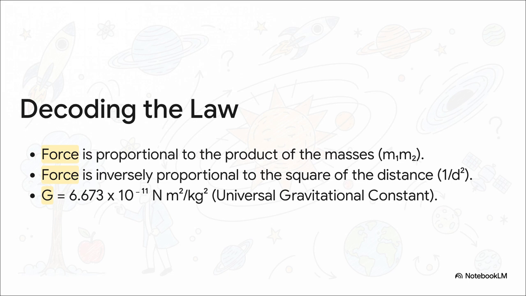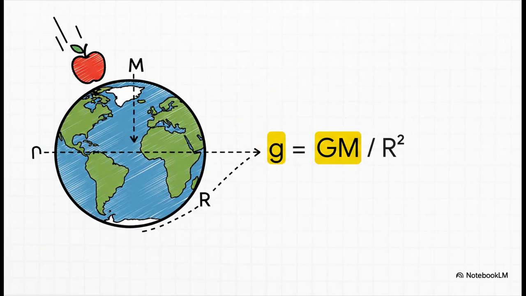Triple the distance, it's 9 times less. That's the inverse square law, and it's a super important concept. Next up, another starred formula, acceleration due to gravity, or little g. And please, please, don't mix this up with big G, the universal constant.